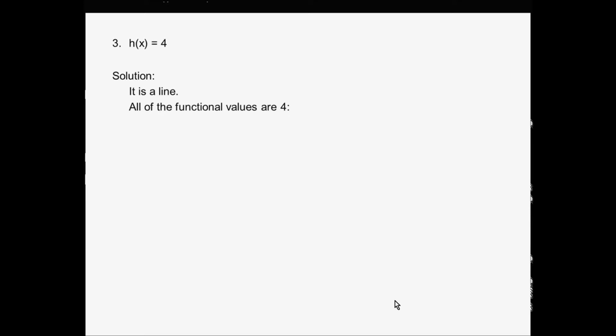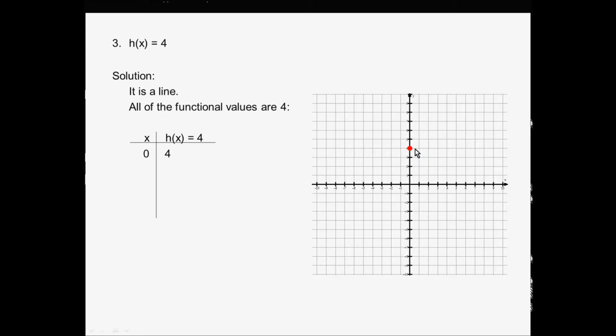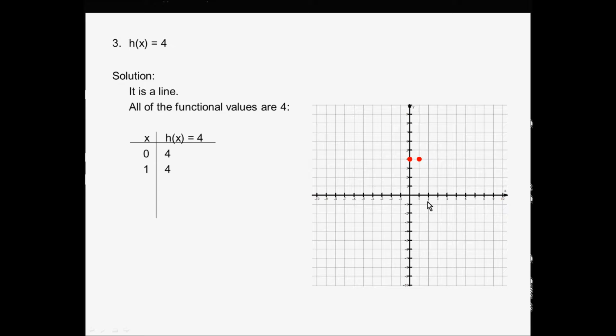So if I start with 0, h of 0 is going to be 4. So all the function values are going to be 4. So I get (0, 4). Put my dot. If I pick 1, I get (1, 4). If I pick negative 1, I get (negative 1, 4). Horizontal line. A constant valued function graphs as a horizontal line.